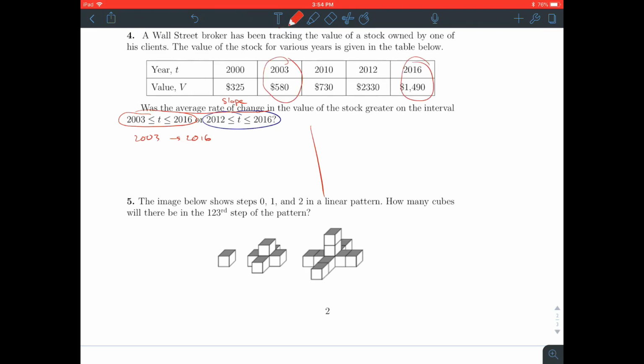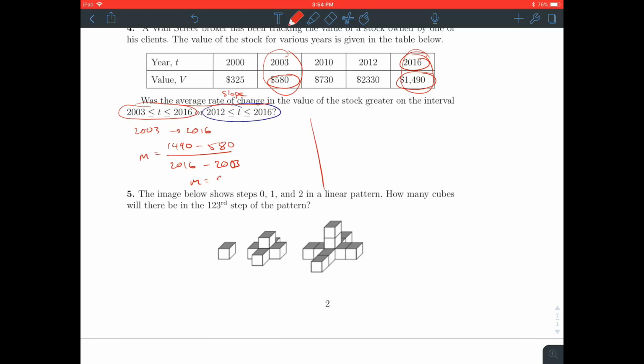That will be this column and this column. So I'll do m equals y2 minus y1, divided by x2 minus x1. So m is equal to, oops, I wrote 2013, that should be 2003, right? So m is equal to 910 over 13. I'm actually going to do the division here because it asks me to compare which rate of change is greater. 910 divided by 13 gives me m equals 70.